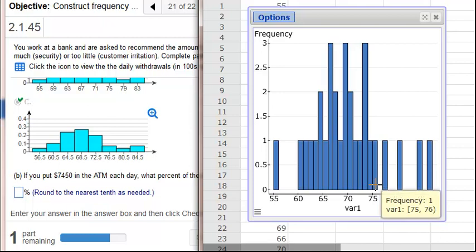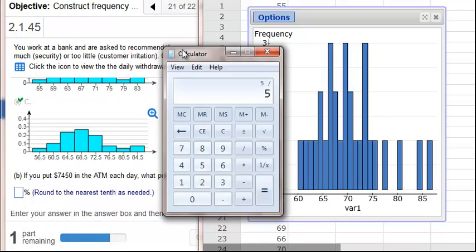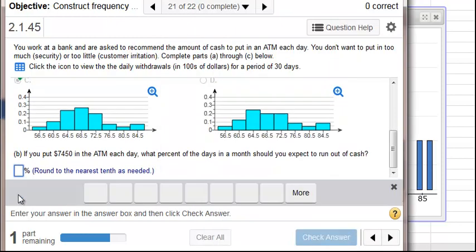But as soon as I get up into the customer range of 7,500, let's see, I've got one customer there, another one, 3, 4, 5. So there are 5 different days where my customers are going to be unhappy. And so if we look at a calculation, 5 divided by 30 days that we sampled, this is about 0.166 repeating, and we want to round to the nearest tenth as needed. All right, so as a percent, this would be 16.7%.